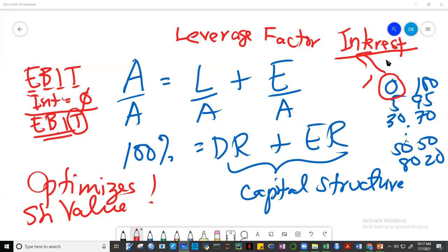Tinitingnan nila kung itong company ba na to ay marami ng utang to in the past, tapos how was the payment record. So may mga rating yan. So kung maganda yung credit history, credit rating ng company, mas madali siya makakahiram, tapos at a lower interest pa. Pag wala pang track record guys, tataasan yung interest ng mga lenders, no?